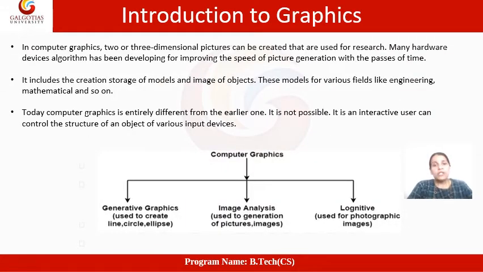Now, in computer graphics, two-dimensional and three-dimensional pictures can be created that are used for research. Many hardware devices and algorithms have been developed for improving the speed of picture generation with the passage of time. So there are many algorithms, but which one is efficient in generating pictures matters. It includes the creation and storage of models and images of objects. These models are used in various fields like engineering, mathematics, and so on.